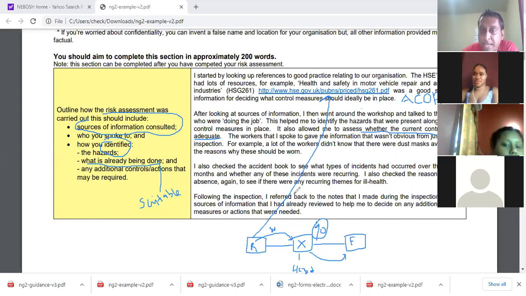Following the inspection, I referred back to the notes that I made during the inspection and the sources of information that I'd already reviewed to help me decide on additional controls. This is the way forward or actions that were needed. So you see the concept there. They use research, they use a walk, they use a talk, which is the interview, but then they assess the current controls to see if they are suitable. This person said adequate, and then they're going to use the information to suggest further way forward. You don't need to put the further way forward here. You are just saying that this is part of the methodology behind the scene.